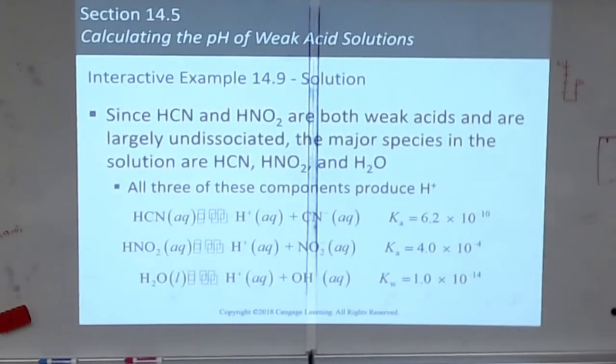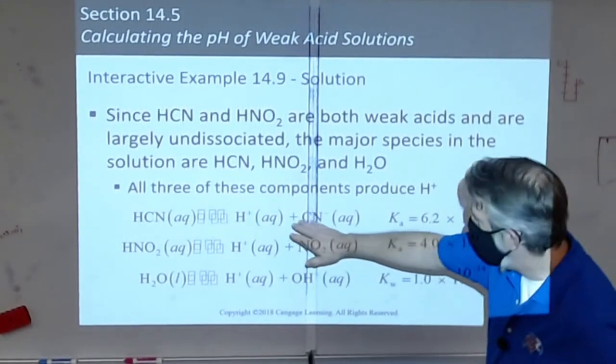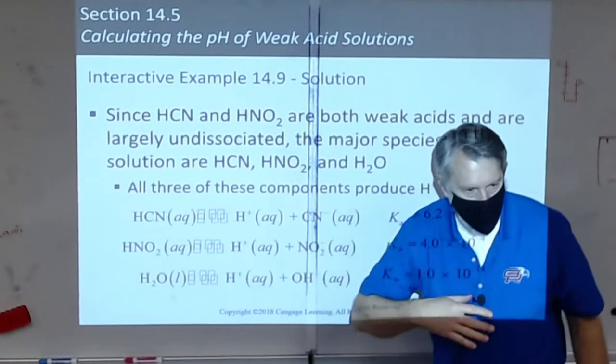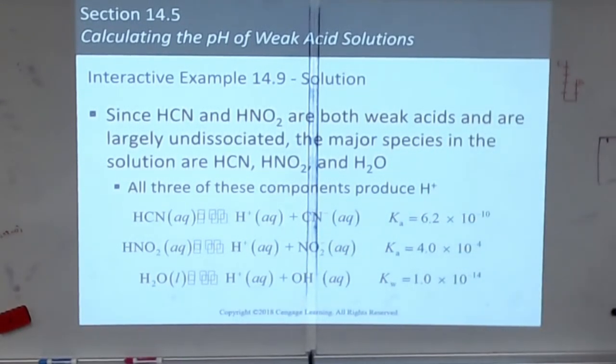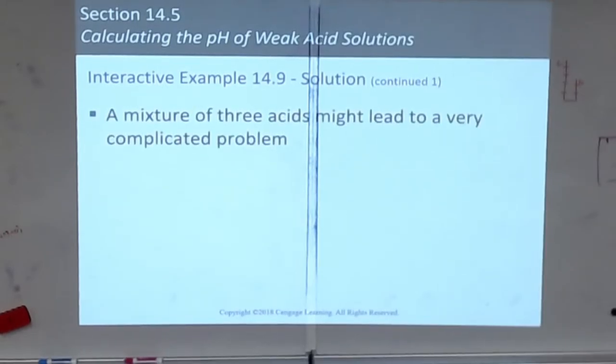These are my reactions. So I can get rid of two of these, and I'm just going to consider the nitrous acid, because whatever contributions these other guys make are going to be so small, I can just ignore them. So we could do this all at once. This might get a little complicated, so we're not going to.